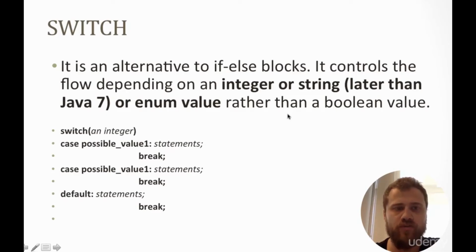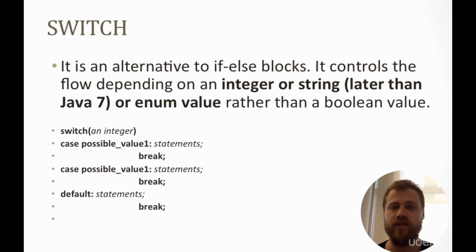In the previous chapter we talked about if-else statements. That was the first statement for control flow. The second is switch statements. This is an alternative to if-else blocks. It controls the flow depending on an integer or a string.